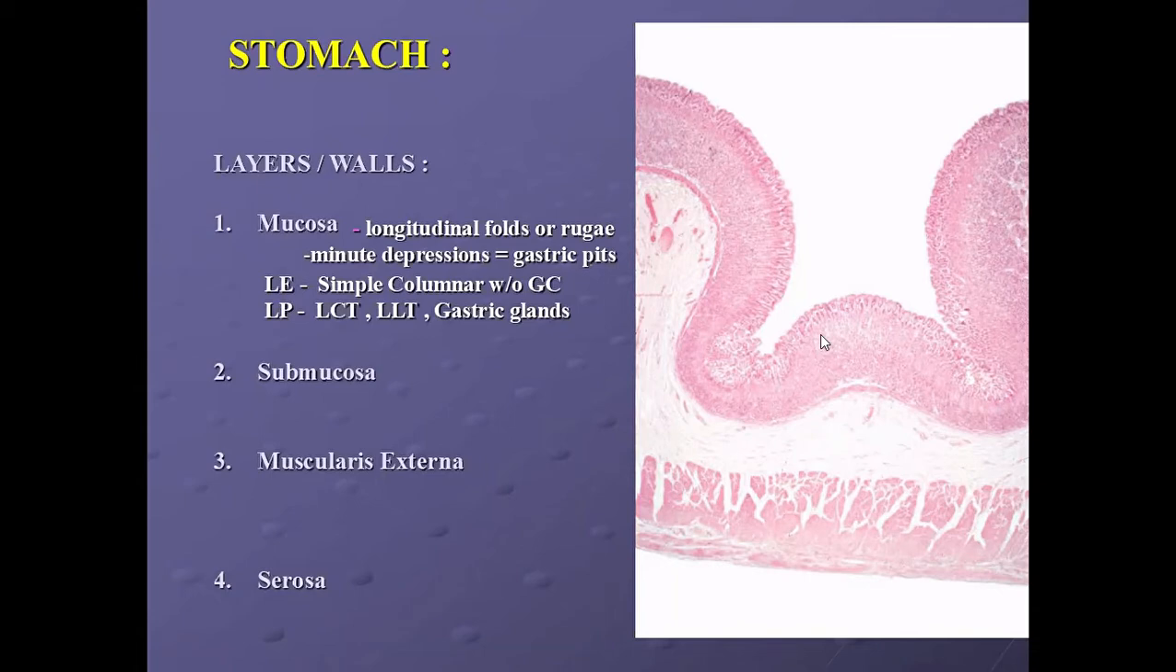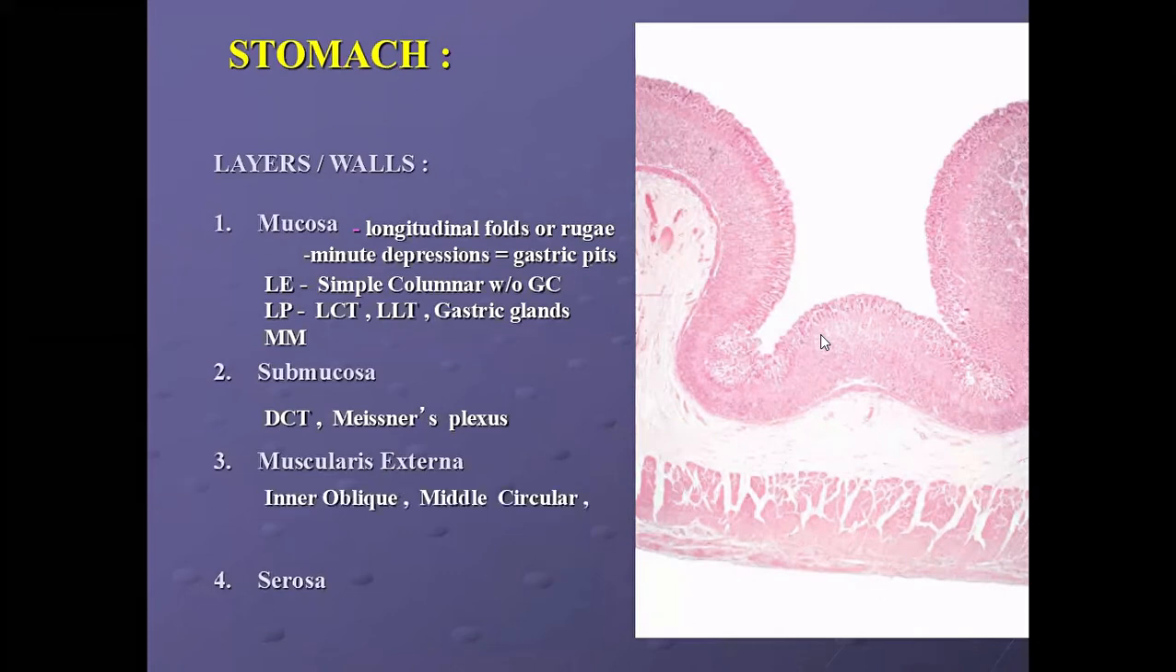Area here, and there. Area here, and there. And then you have your submucosa, the muscularis mucosa. This would be your muscularis mucosa. And then in the submucosa, as I mentioned, you have dense connective tissue and Meissner's plexus.